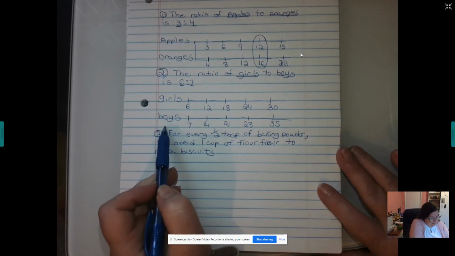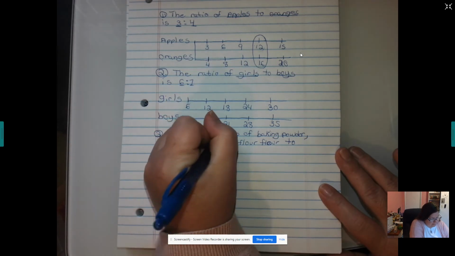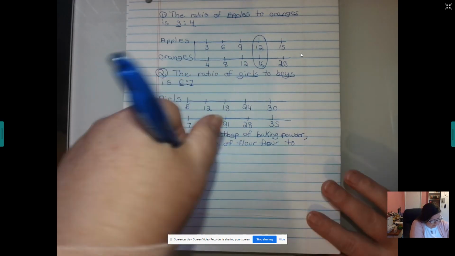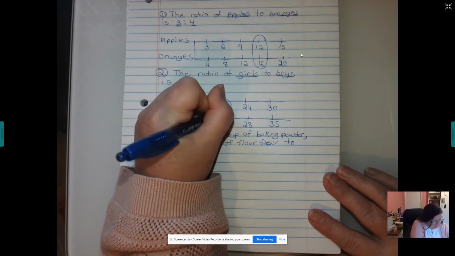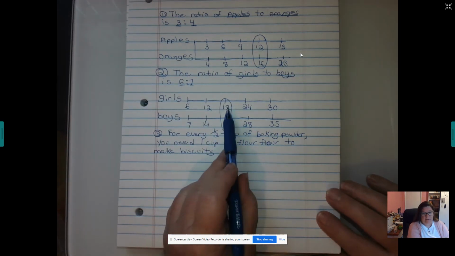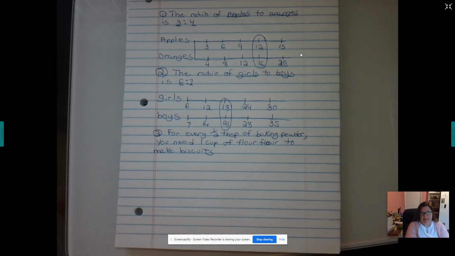So if I say there were 21 boys in the class, how many girls? You could just look up. See? With 21 boys, there's 18 girls. So the answer would be 18. So this is how we can solve ratio problems.